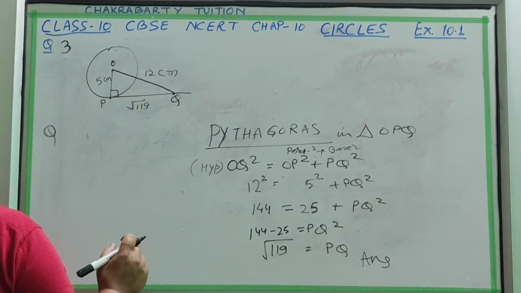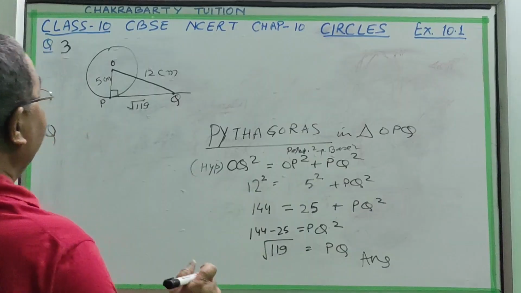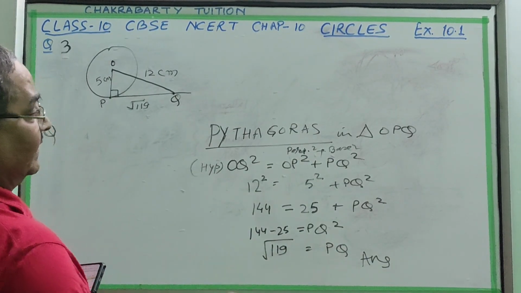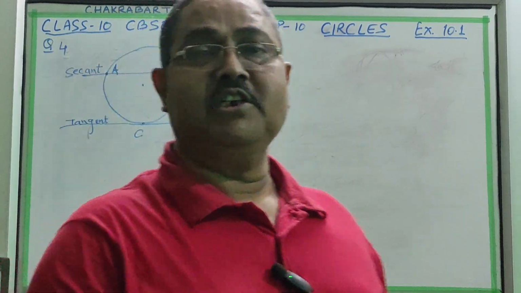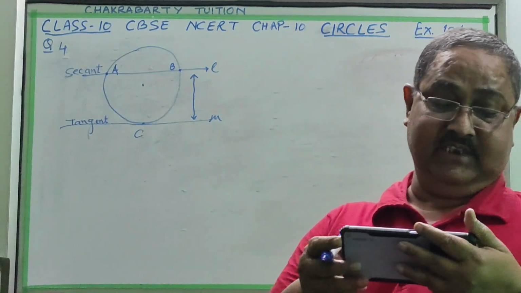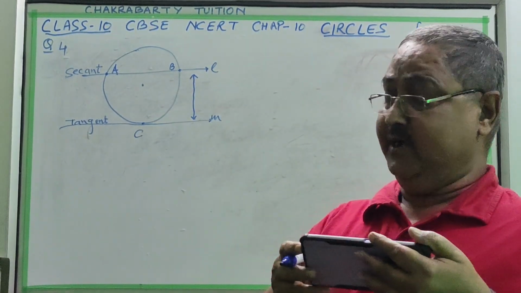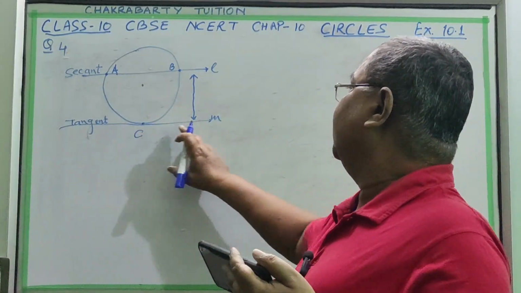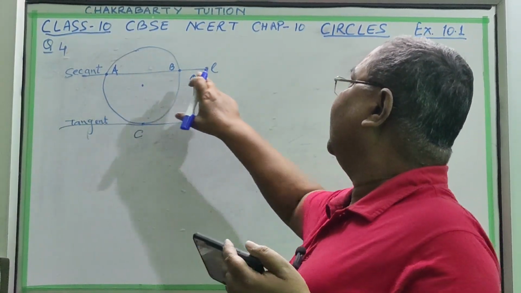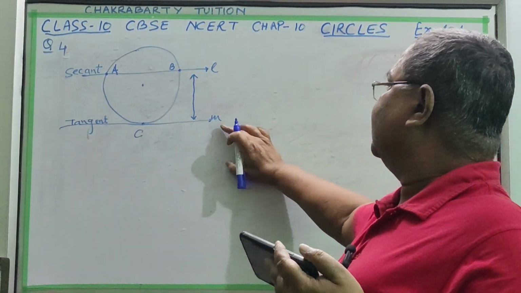Now question number 4 we are going to do. In question number 4 they say draw a circle. So we have drawn a circle, and two lines. One line we have drawn, and one another line. So this is line L and this is line M.